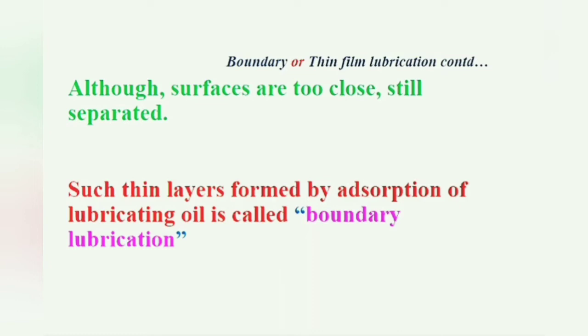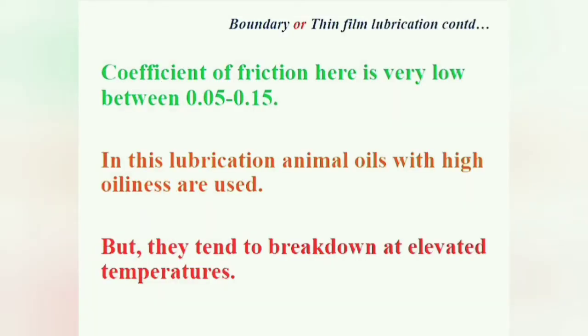Although the surfaces are too close, still they are separated by the thin adsorbed layer of the lubricant. And this type of lubrication is called boundary lubrication, because here the lubricant has been adsorbed by the surfaces, and the coefficient of friction in this type of mechanism is very low, between 0.05 to 0.15.